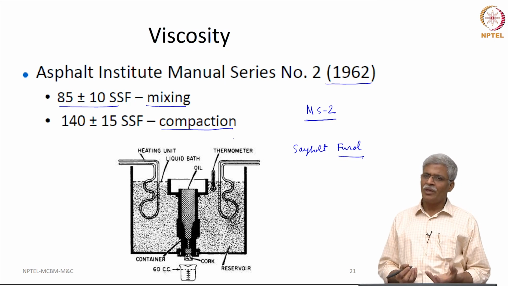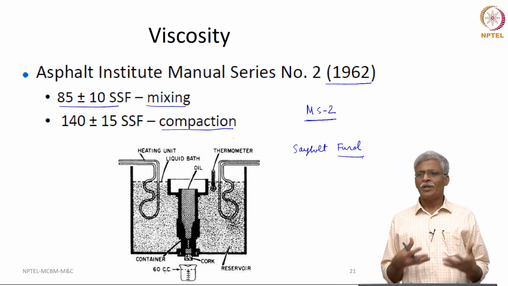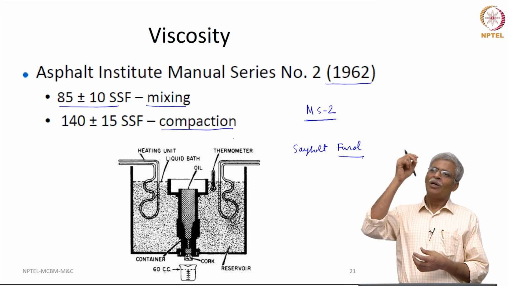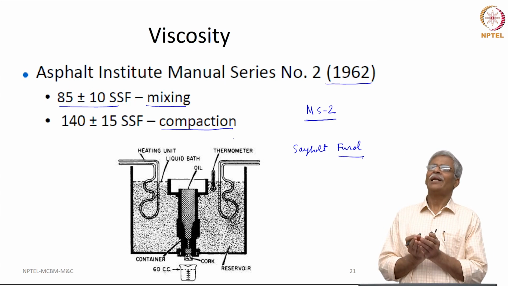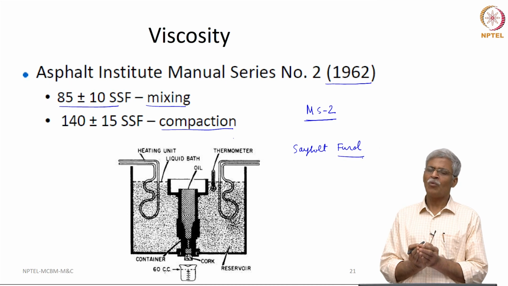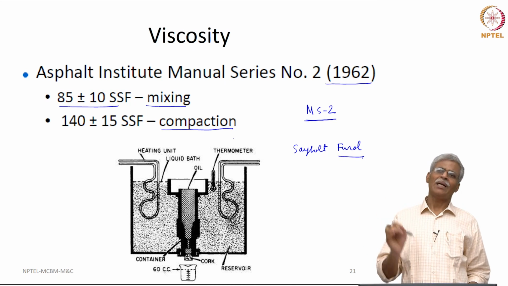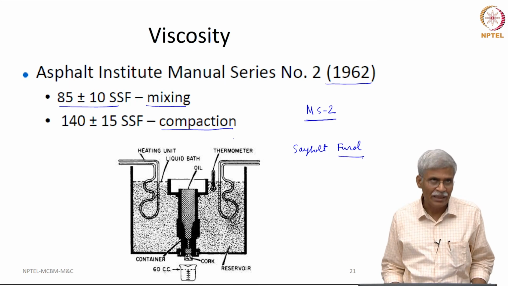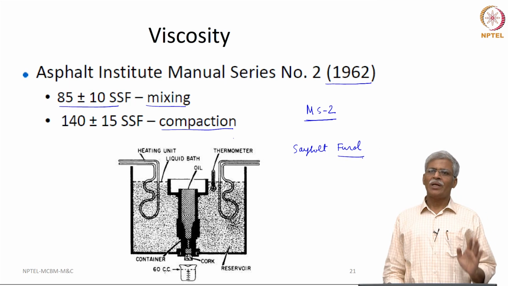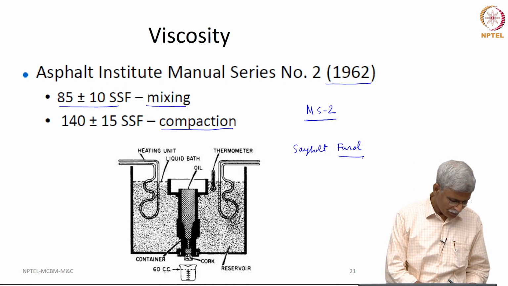And in fact, this is nothing but a volumetric flow kind of device. You allow the bitumen to flow through a calibrated vessel, collect the fluid for 60 cc, find out how much time it takes, and that is given as an indication of the viscosity of the material. All this will work as long as the response of the material is Newtonian.